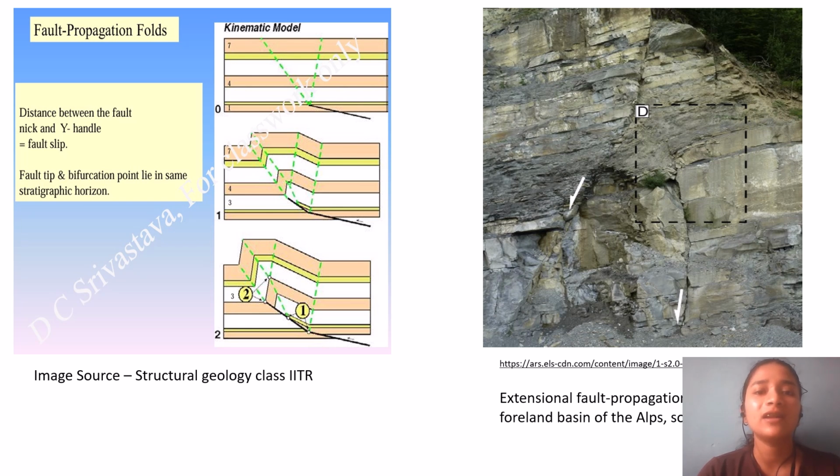Now, looking at the photo on the right side, this is an actual field sample from the northern foreland basin of the Alps in South Germany. You can see how the fault, which is marked by the white arrows, causes bending of the overlying beds, forming a classic fault propagation fold structure. This is a great real-world confirmation of the theoretical model on the left. Overall, this slide connects the conceptual model with a real geological structure, reinforcing how the theory is observed in nature.